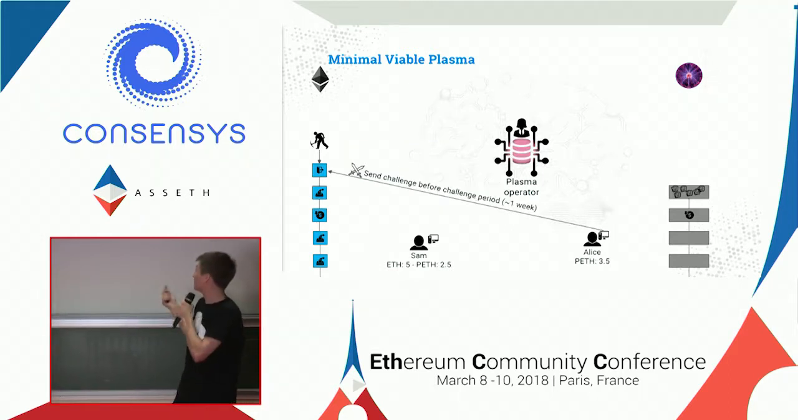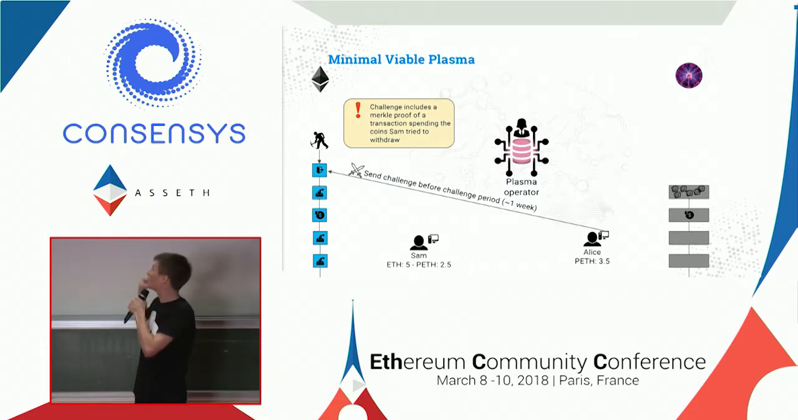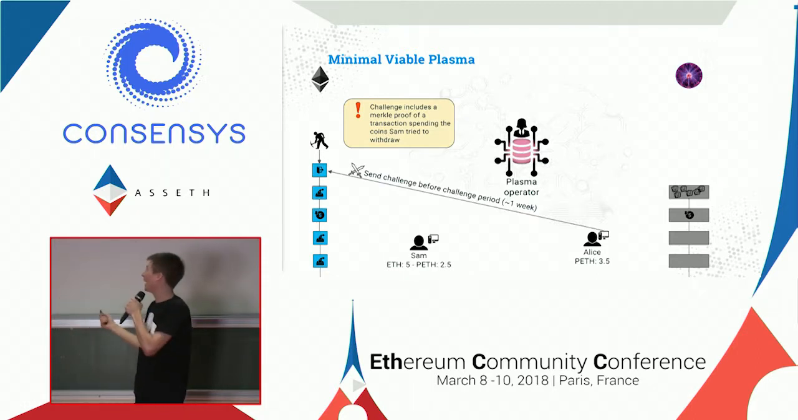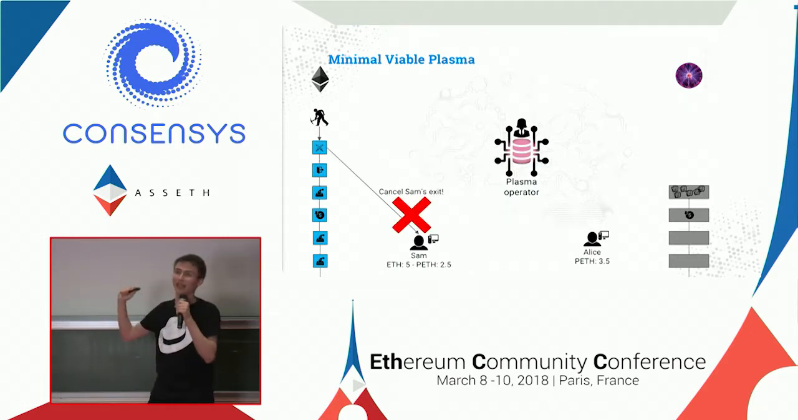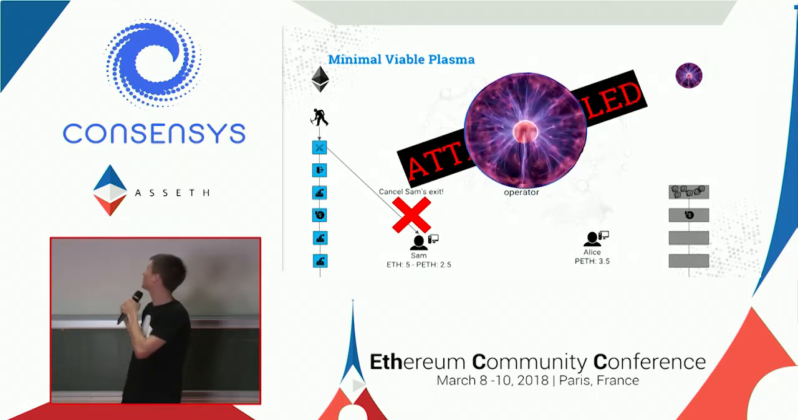So Alice sends the challenge before the challenge period ends, with basically the Merkle proof of the transaction tree and the state tree. The contract evaluates that, checks to see that it's invalid, and pays Alice's security deposit. So it cancels Sam's exit. Great. So super exciting. Attack failed.